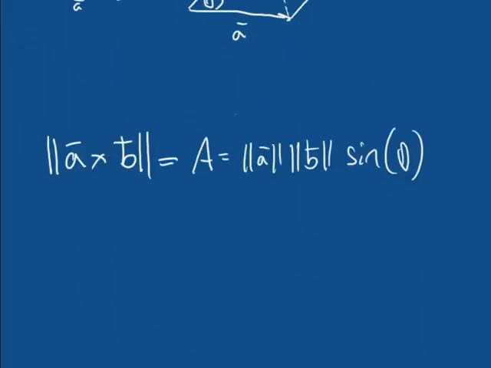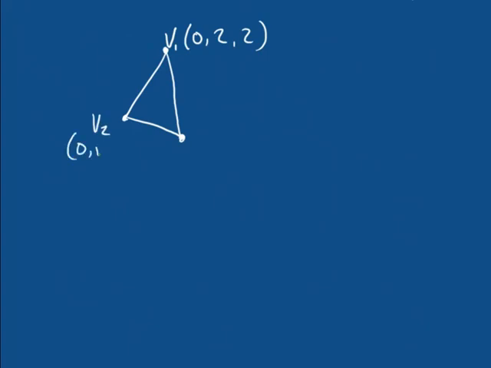So let's say, as I scroll down real quick, that I've got a triangle in 3D space. I've got some triangle floating in 3D space, and that triangle is defined by the 3 points of that triangle. The first point is V1, and that has the coordinates 0, 2, 2. The second point is V2, which has the coordinates 0, 1, 4. And the third point is V3, which has the coordinates 1, 1, 2.